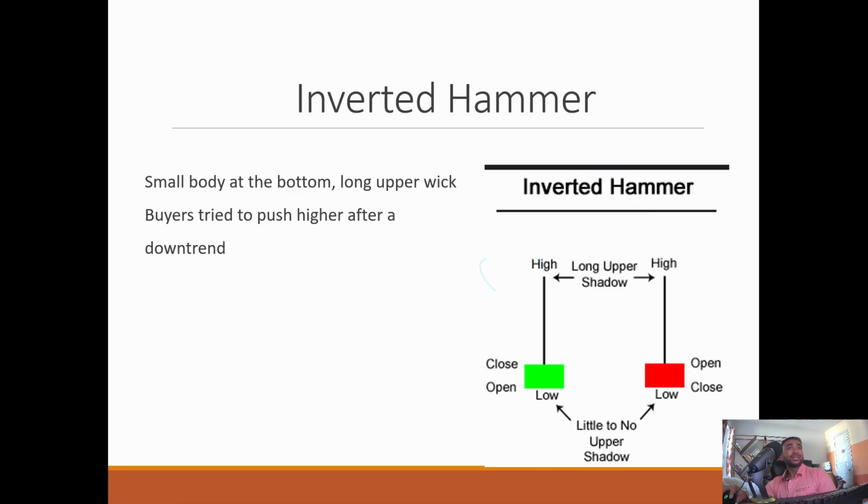Now, similar to the hammer, but it's called an inverted hammer. Another very important one. This is when the price is very weak. What that means is that the stock price opened here, it went up, and people sold it back.